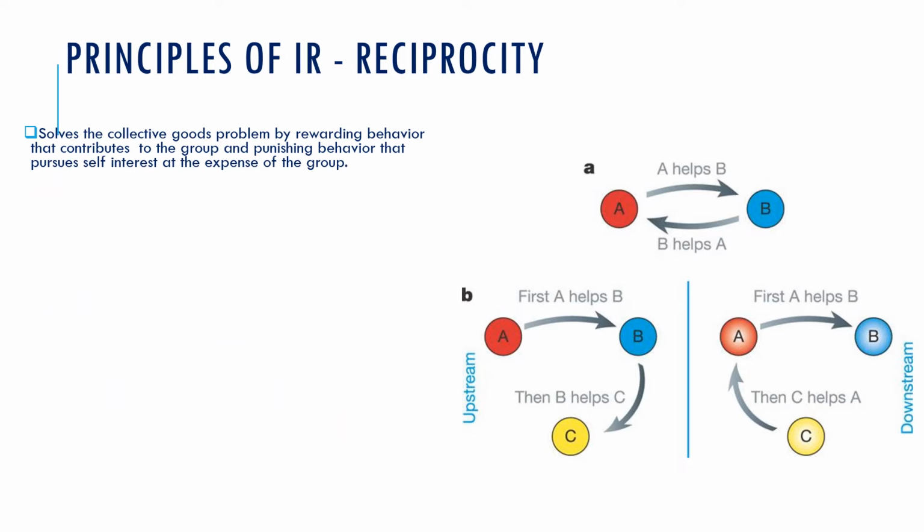The principle of reciprocity will solve the collective goods problem by rewarding the behavior that contributes to the group and punishing the behavior that would follow self-interest at the expense of the group. So in this case, we can say that reciprocity is way easier to understand than dominance, and it can be enforced without a central authority.